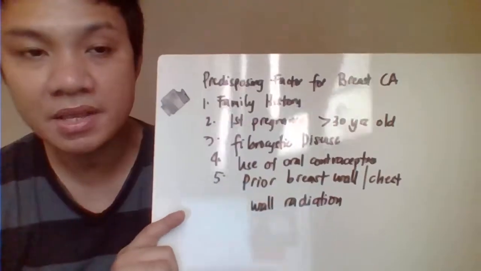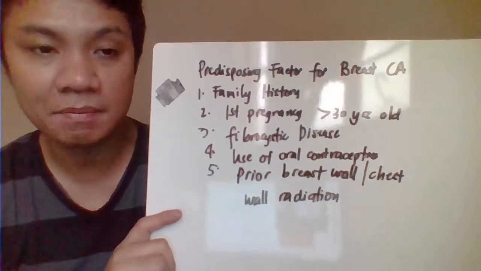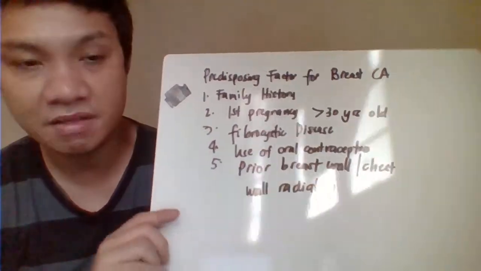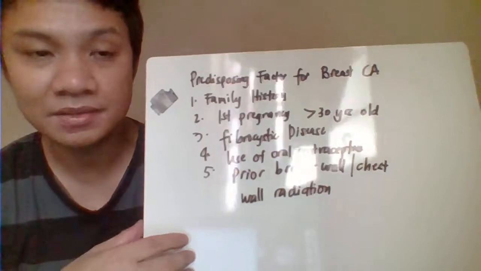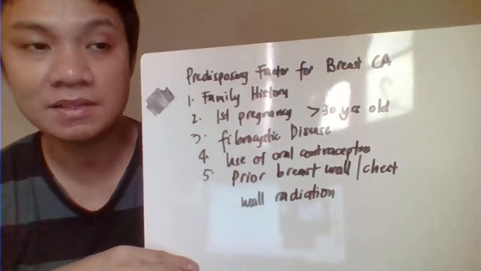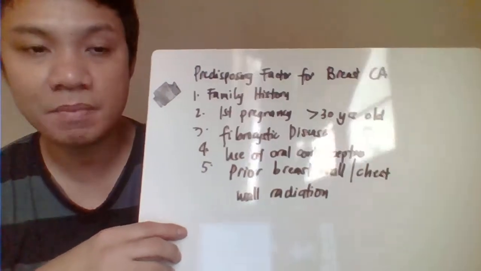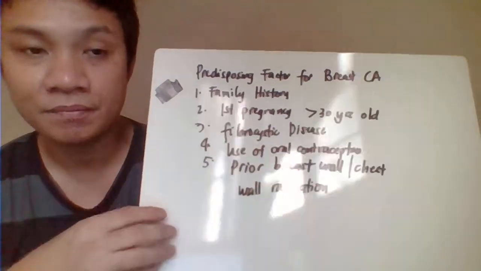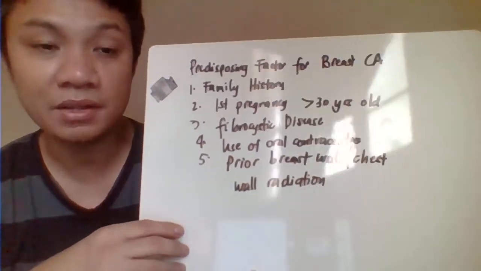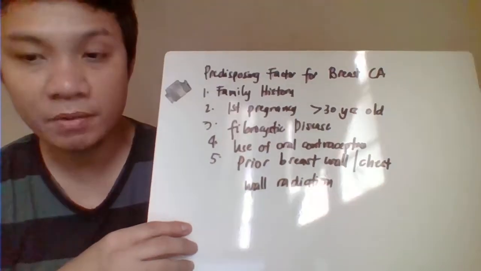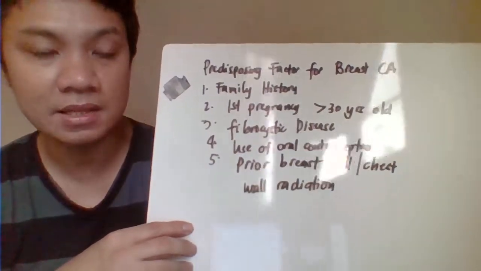Okay, then we have also here the risk factors for development of the breast cancers. The first one, we have here the family history of the breast cancer, any form of cancer within the family, especially for the first degree relatives. Second one, we have here the pregnancy, which is already late. Okay, the first pregnancy here, more than 30 years old. Third one, we have here the presence of your fibrocystic disease.